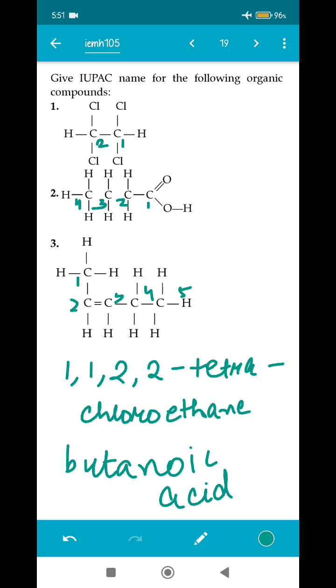So as you can see, the carbon number 2 has the double bond, and there are total 5 carbon atoms. So this will be pent. The carbon number 2 is having the double bond, so 2, pent-2-ene, because it is a double bonded carbon atom. So these are the IUPAC names of the given organic compounds, and it was quite easy. Easily you can get 3 marks for this.